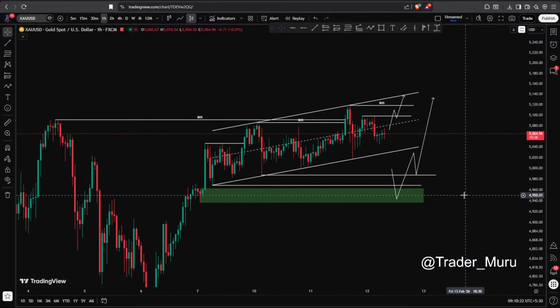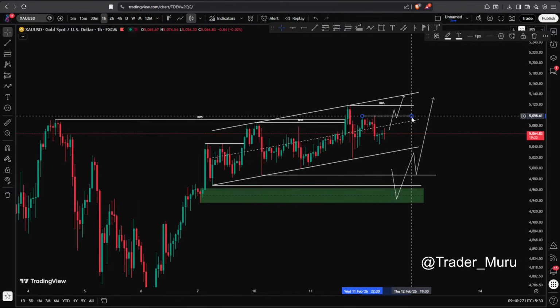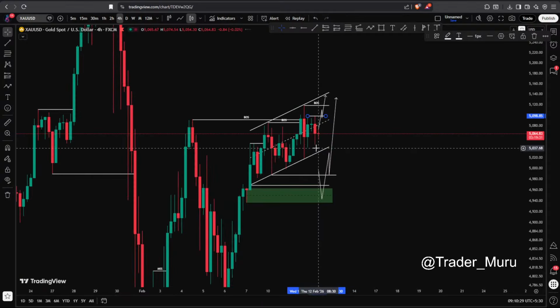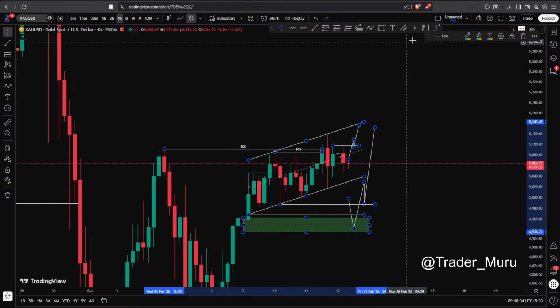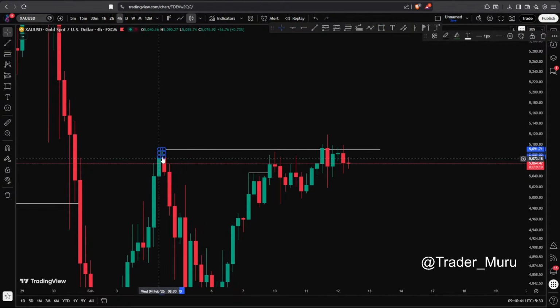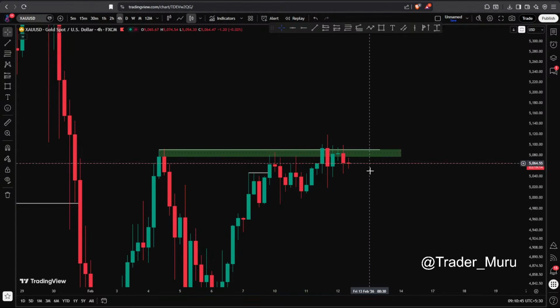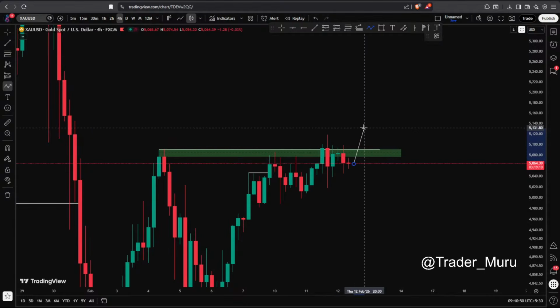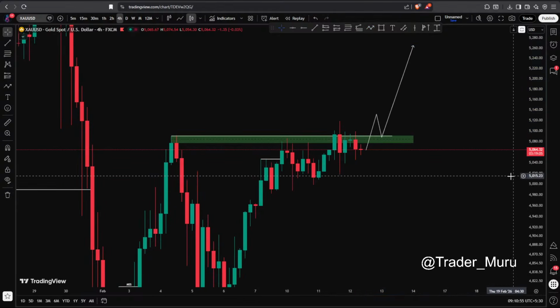If a 4 hour candle closes above 5100, long on which candle? If a 4 hour candle closes above this one, let me just remove all this. Here, look at this. This is our zone below which price is bearish. If this zone gets flipped, then you can buy on retest here, and your target will be higher, much higher.